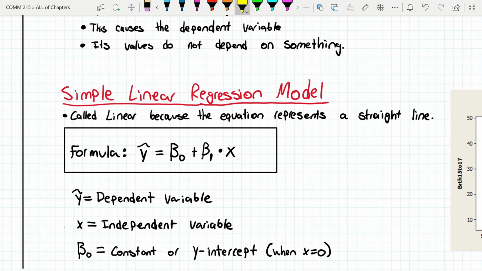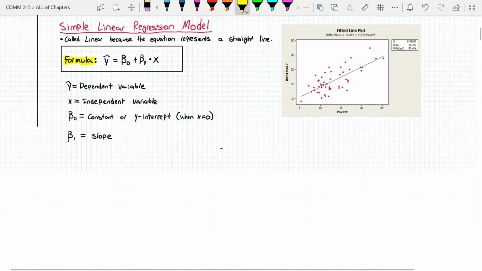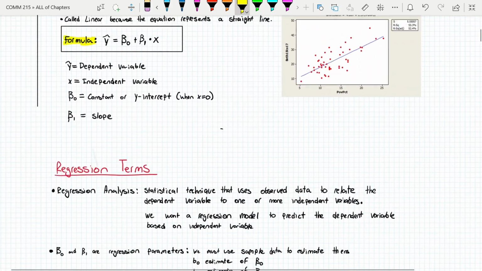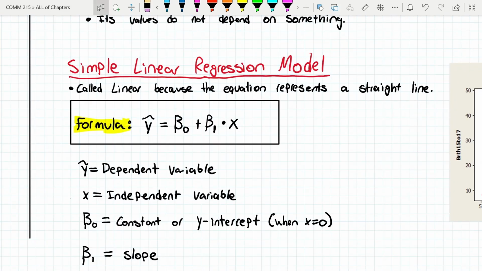So here's the formula. I'll highlight that in yellow. So it's y hat equals capital B0 plus B1 times x. And y hat is just, what's the word again? An estimation. I believe that's the word, yeah. So it's an estimation of y, and so that's why we use y hat. So y hat is the dependent variable just like y. X is the independent variable.